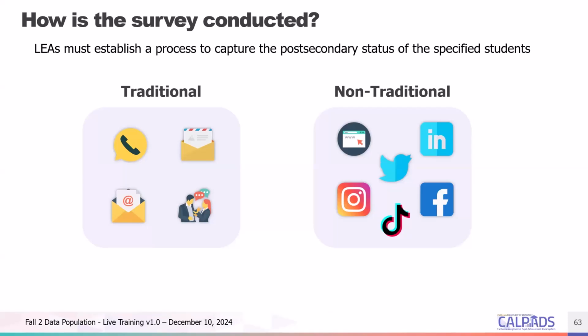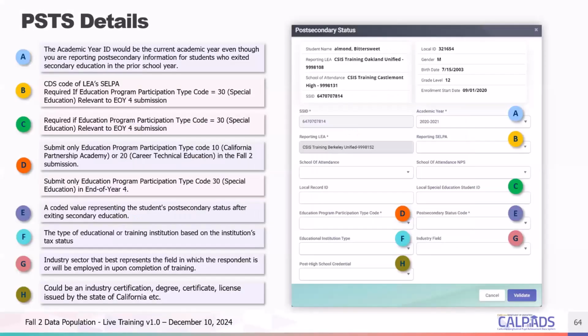The student surveys can be collected and distributed via traditional means like postal mail, email, phone call, or even face-to-face meetings, or via non-traditional means like social media and online forums. But I would note here that if the feasibility of non-traditional means eludes you, you may want to stick with more traditional methods. Your survey results will be captured in the PSTS files that you submit to CalPADS. So let's look at those files.